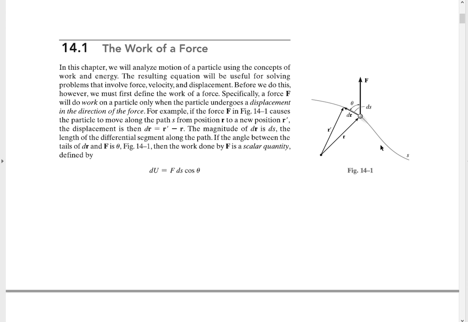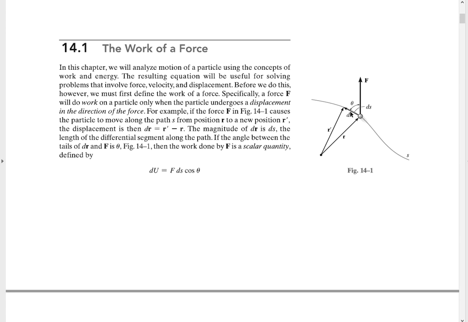And if you look at a particle that's moving on a curvilinear path, we have a position vector at a fixed point r, and a moment later, an infinitesimal moment later, dt, we have a new position vector r prime. The change in r, r prime minus r, is dr, and it's shown here as a vector. And the force vector in general makes an angle theta with the dr vector. And we define the infinitesimal work of this force F as it moves between corresponding position vectors r and r prime as F ds cosine theta.